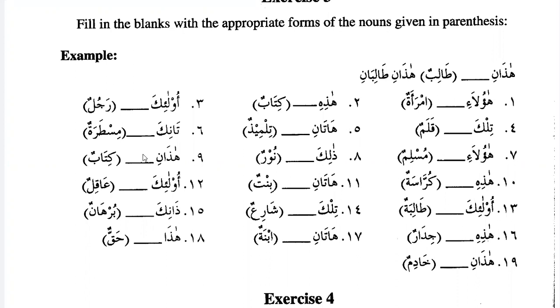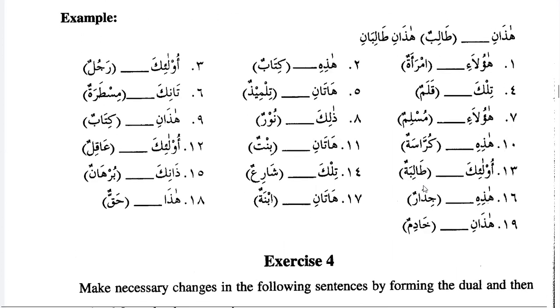Zalika is for masculine. Yes. And Mr. Noor. Zalika Noorun. Okay. Hadani Kitabani. Next. Hazihi is for female and Kurasata. Sir, plural of Kurasata? Plural, but we don't need any plural here because Hazihi is feminine. Kurasa is also feminine. So use it directly. Okay. Hazihi Kurasata. But if you ever need the plural of Kurasa it is Kararis, but it is not required here.